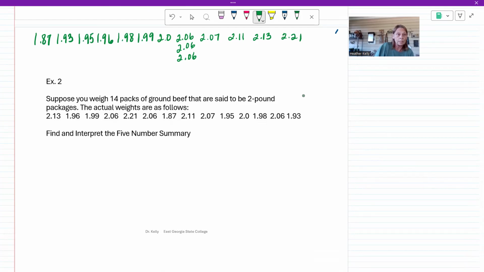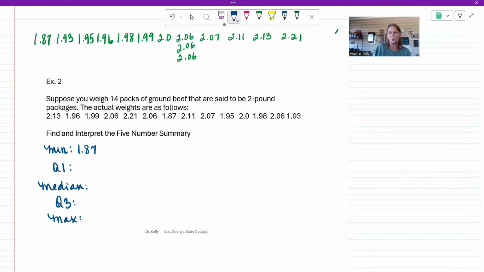We need our minimum value, 1.87. We're going to need our Q1. We're going to need our median. We're going to need our Q3. And we're going to need our max. Now, no one should get the min and the max wrong, right? So I'm going to go ahead and write those in, because those are kind of no-brainers. Get to do it just straight away.